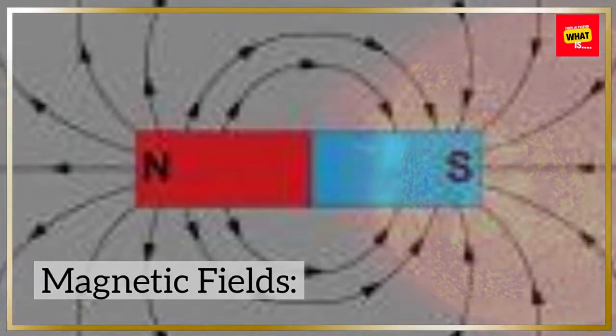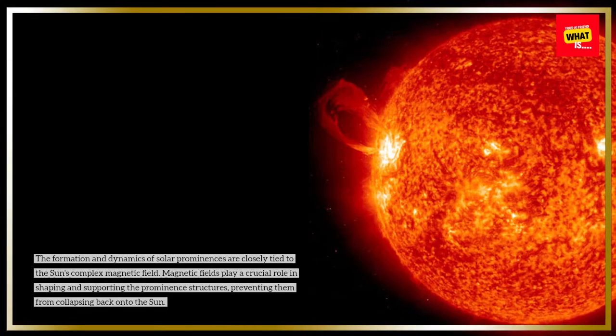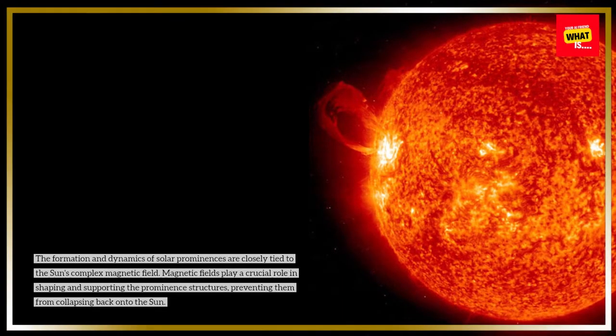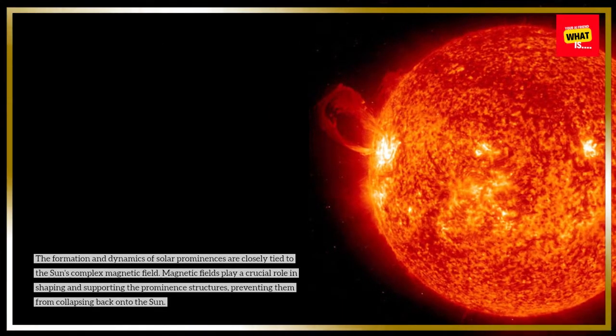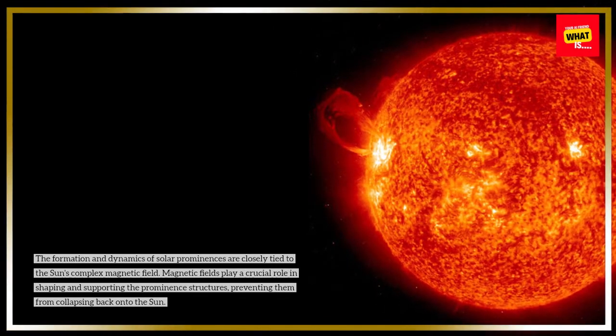Magnetic fields. The formation and dynamics of solar prominences are closely tied to the Sun's complex magnetic field. Magnetic fields play a crucial role in shaping and supporting the prominence structures, preventing them from collapsing back onto the Sun.